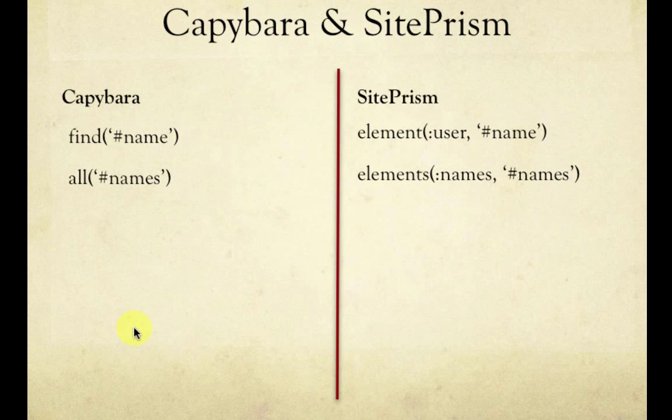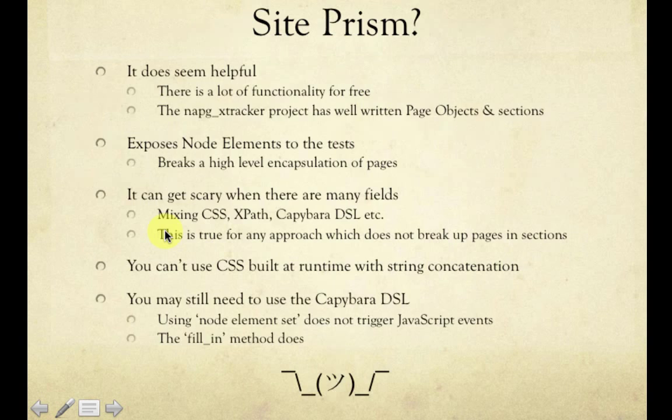Yeah, but at the end of the day, they're very similar. One you call find, and that gives you a Capybara node element, and here you're just defining it a different way. With Capybara, there's pretty much find, all, and first. That'll get you quite far. So SitePrism, it really does help a lot, but yeah, like we've discussed, it exposes node elements, which I'm not a massive fan of, but I could probably live with that.